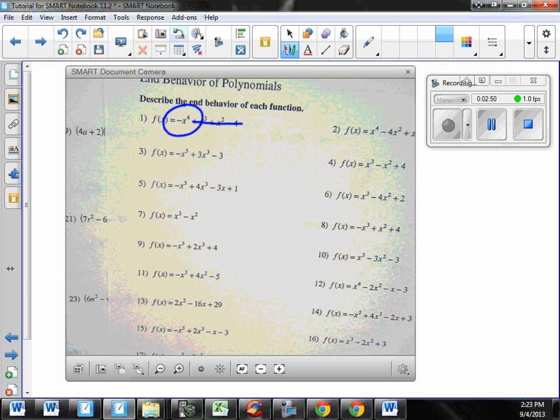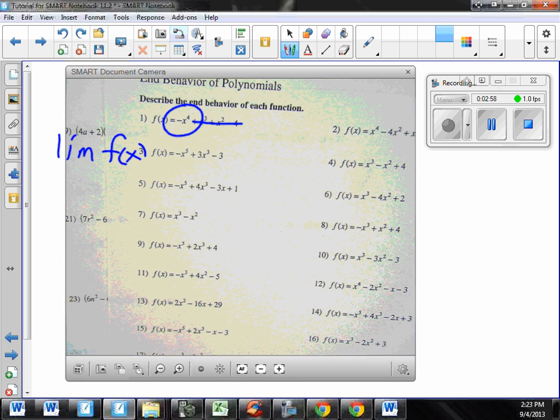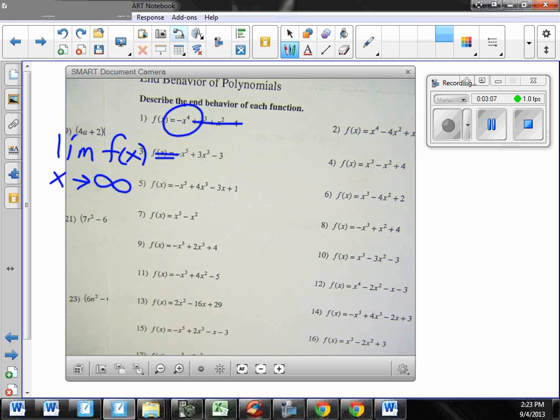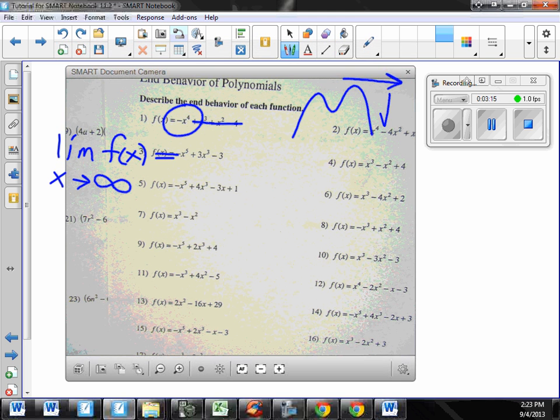And in this case, they're both going to be going down. And we need to write these in limit notation. So the limit of f of x as x goes to the right, which would be positive infinity, what happens to f of x? It's going down. It's going to be something like this. So as we go to the right, we're going down. So as x goes to infinity, f of x goes to negative infinity.